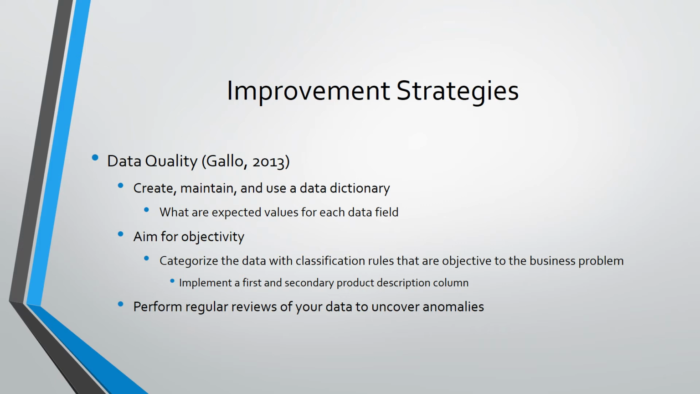Aim for objectivity: categories in the data within the classification rules that are objective to the business problems. This could mean implementing a first and secondary product description column. So if the product description is bakery, what type of bakery product is it? Giving more detail could help harness more exact results.